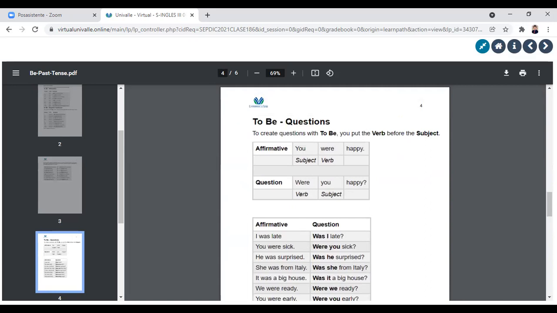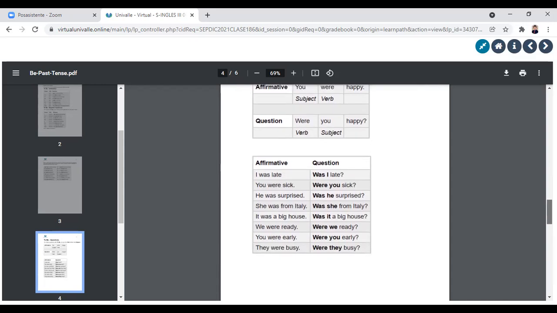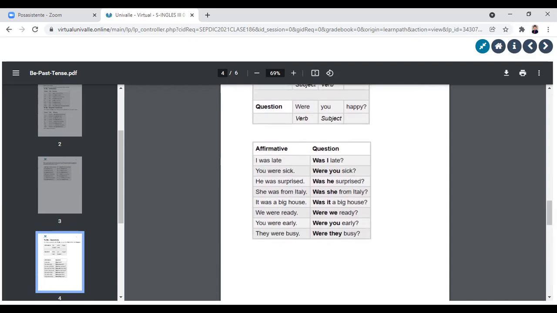Also, we have the interrogative form to create questions with the verb to be. You just need to put the verb before the subject. In this case, was or were, plus the subject pronoun, plus the predicate. Here we have affirmative questions. I was late. Was I late? You were sick. Were you sick? She was from Italy. Was she from Italy? He was surprised. Was he surprised?